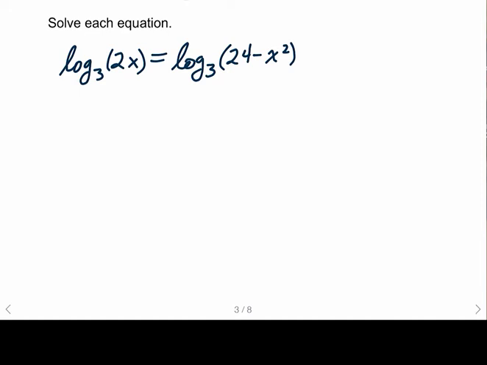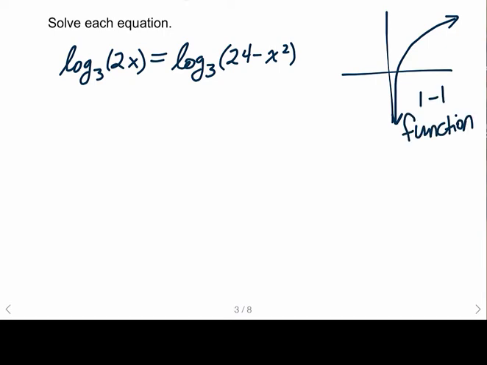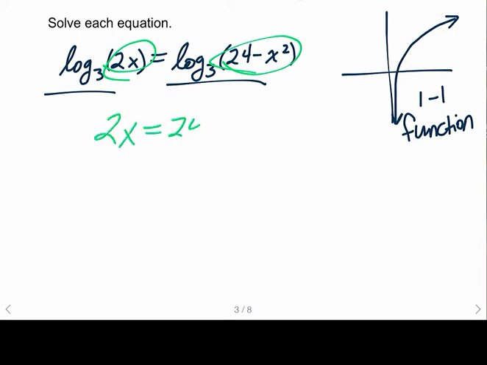If we think back to the graph of, let's say, y equals log base 3 of x, it being asymptotic with the y-axis down at bottom and curving up to the right, it's a one-to-one function. What that means to us is that if the expressions are equal, then the arguments are equal. Hence, we can say, because the bases match, that 2x is equal to 24 minus x squared.